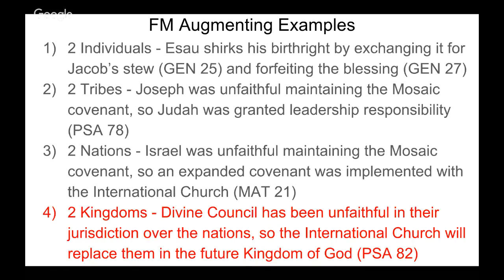The next component of the inheritance is the blessing, and that happens in Genesis 27, where Isaac was getting old, and he said to Esau, I want to give you the blessing, the spiritual component of the inheritance. And so Esau goes out hunting to get his dad's best venison, and to prepare a meal like that.